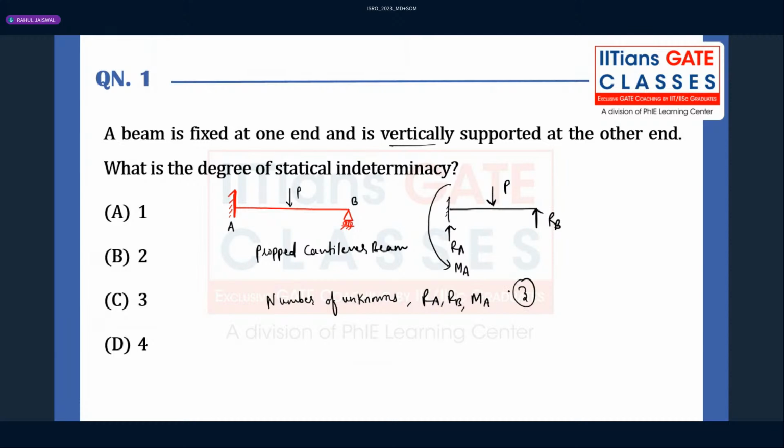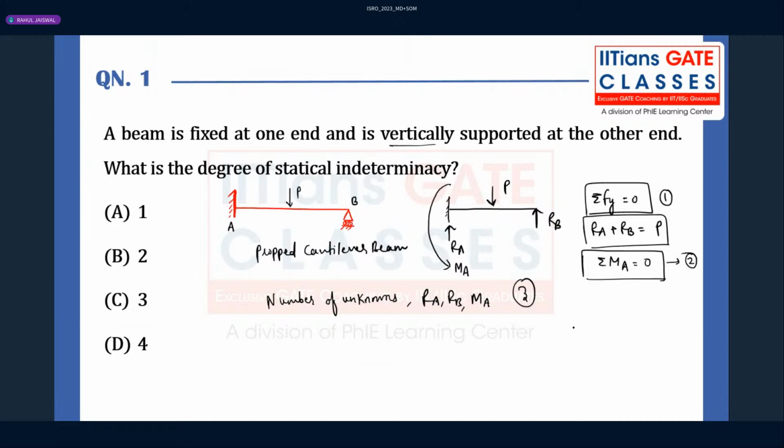How many static equilibrium equations are available with us? The static equilibrium equations are: summation of forces in the y direction equals zero. That is one static equilibrium equation. In that case, Ra plus Rb is equal to P. And then we have summation of moments about any point equal to zero. That is another static equilibrium equation. So we have two equations which are available, right?